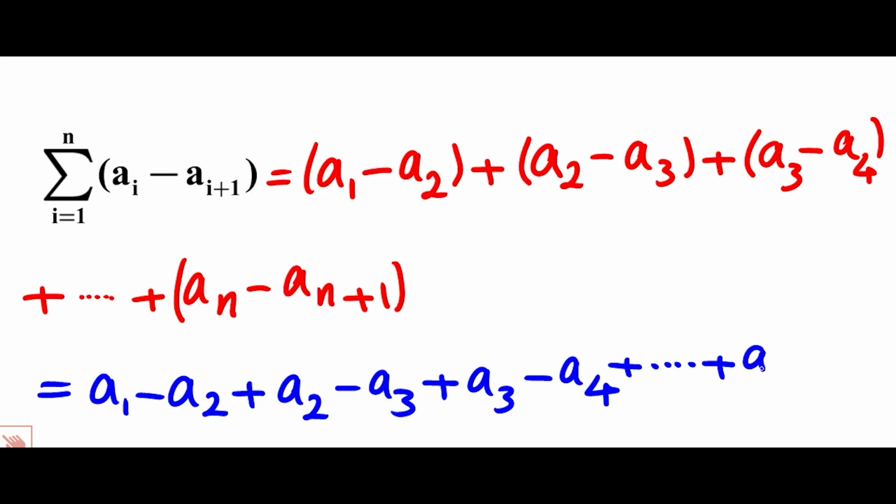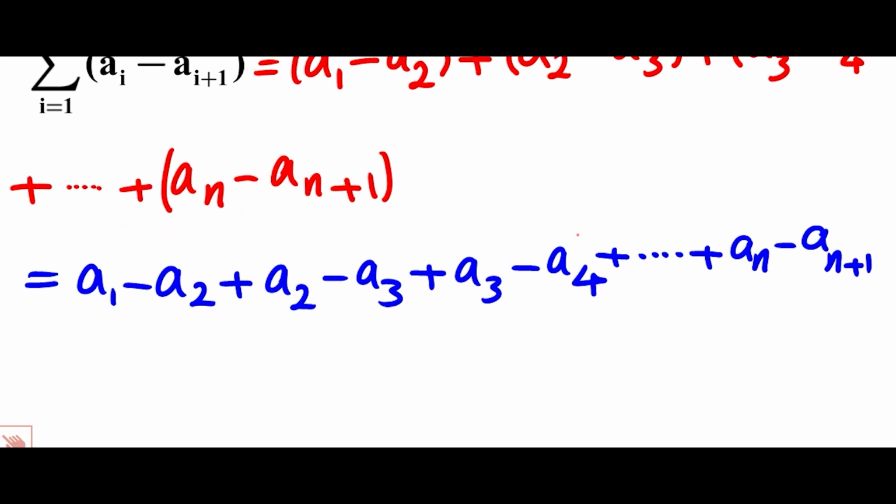So negative a2 plus a2 is nothing, negative a3 plus a3, and finally negative a_n plus a_n cancel out, and we are left with a1 minus a_(n+1), right?